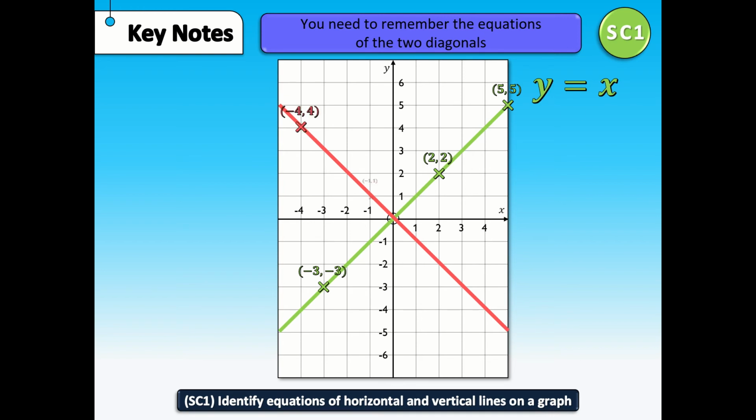For the red line, you can see that all the coordinates on this line have the same x and y coordinates, except one of them's negative and one's positive. So this red line is the line y equals minus x.